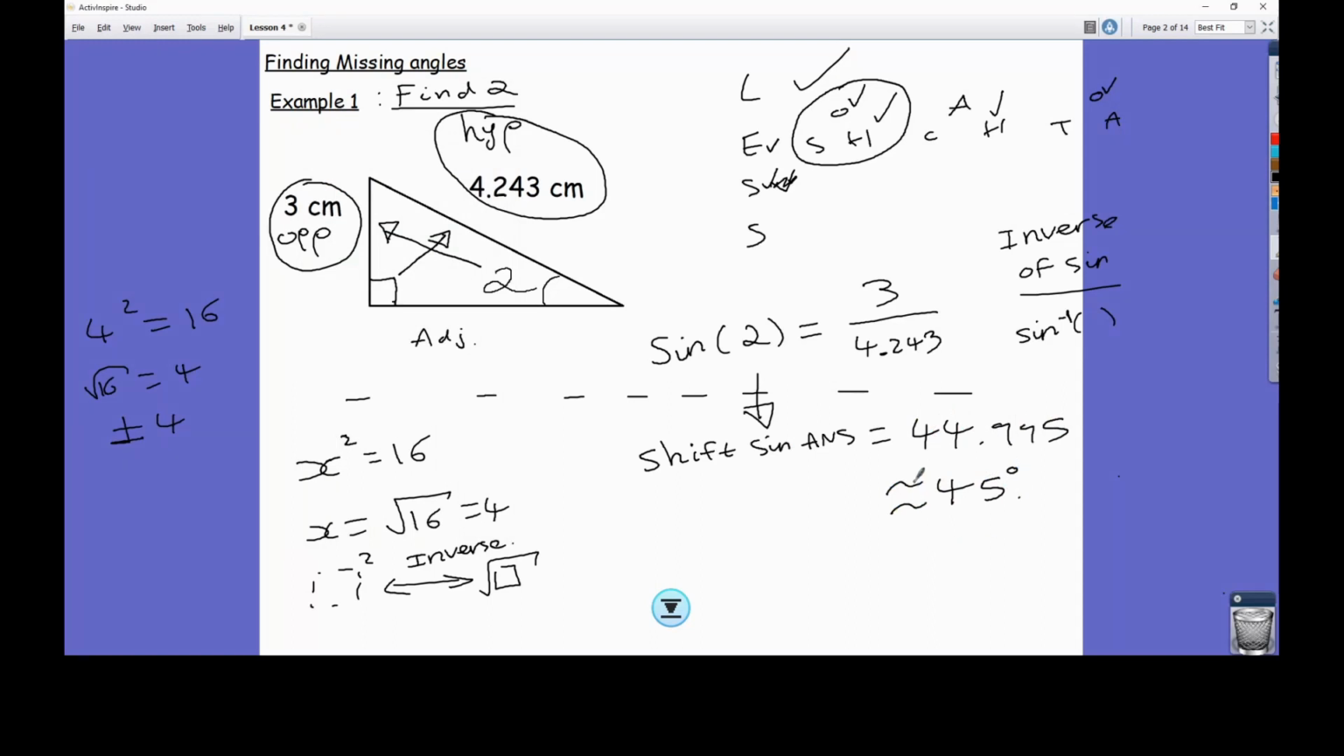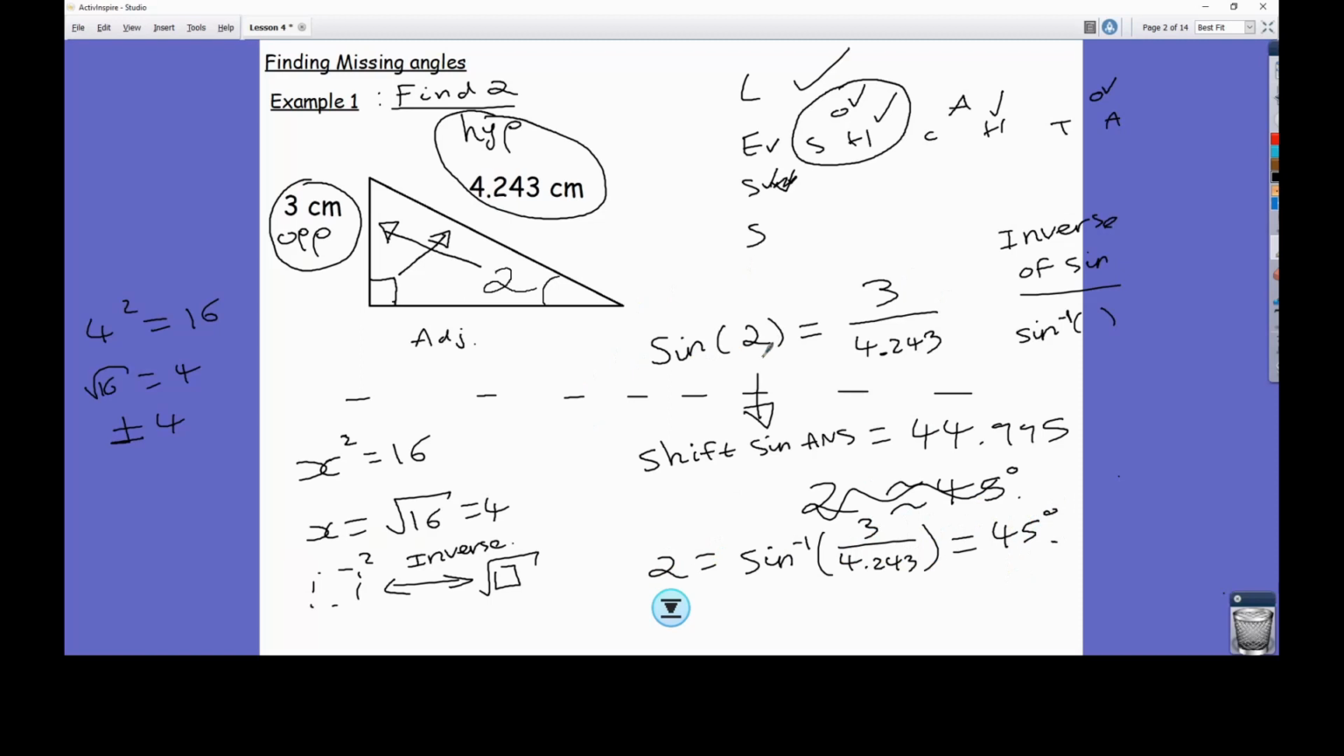So, let's check that one. Yeah. Shift, sine, and yeah, that works. So yeah, we get 45 degrees, roughly. And that is in fact what alpha is. Okay, because when I do shift, sine, Ans, what has happened is that I've undone the sine on the left-hand side. So if we wanted to write it more formally, we have worked out sine inverse, so sine minus 1, of 3 over 4.243. That is alpha, because we've undone the sine on both sides by doing sine to the minus 1, and it gives us 45 degrees.